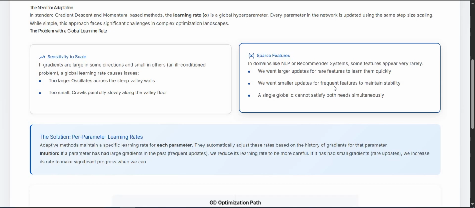And on the right side, you can see something related but coming from another angle. In fields like natural language processing or recommendation models, some features appear rarely. Those rare features hardly get updated, so they need stronger steps. But frequent features already get updated a lot, so they need smaller steps to stay stable. A single global learning rate can't balance these competing needs. That's one reason researchers started thinking, why could not each parameter have its own learning rate?